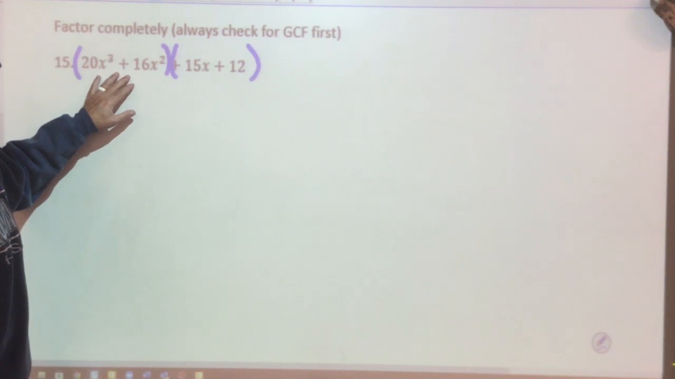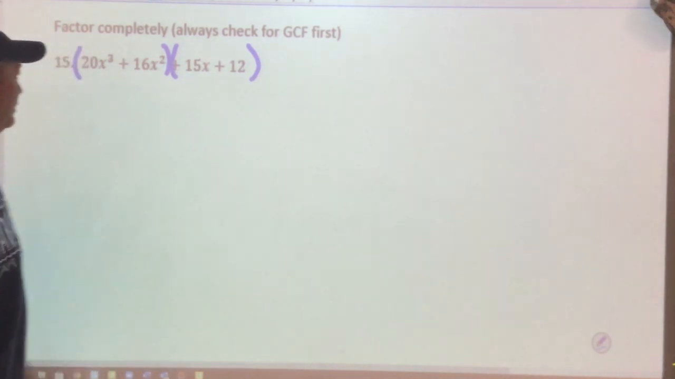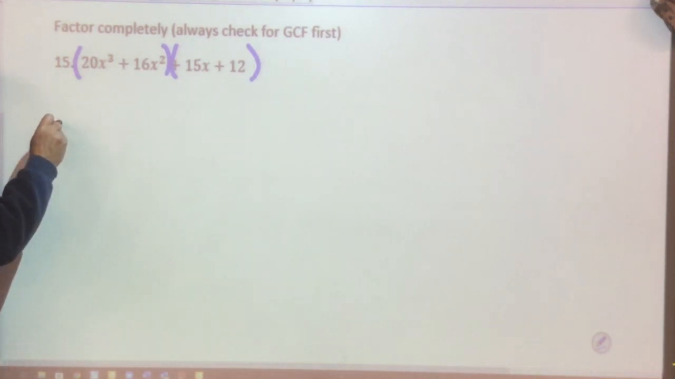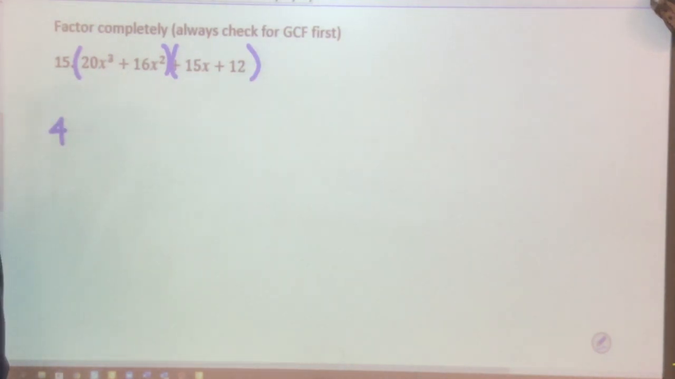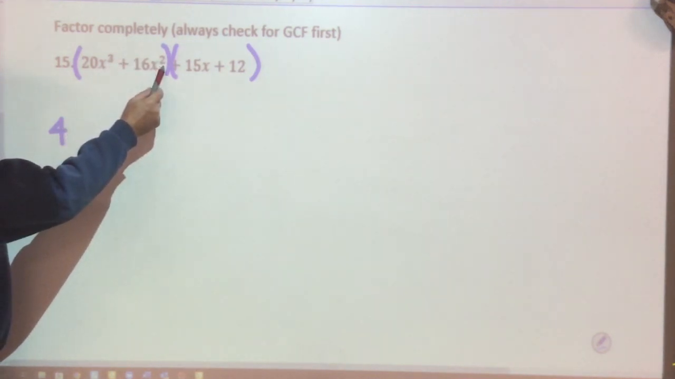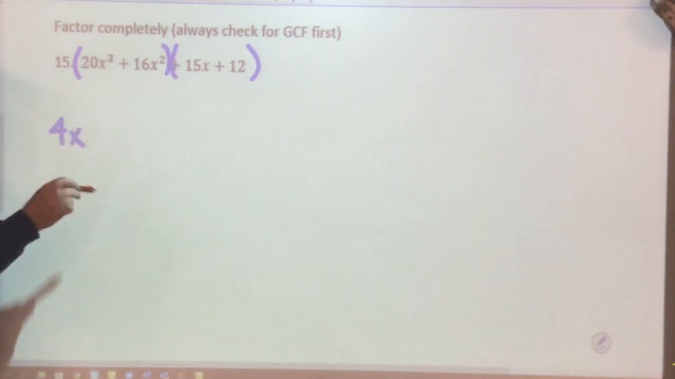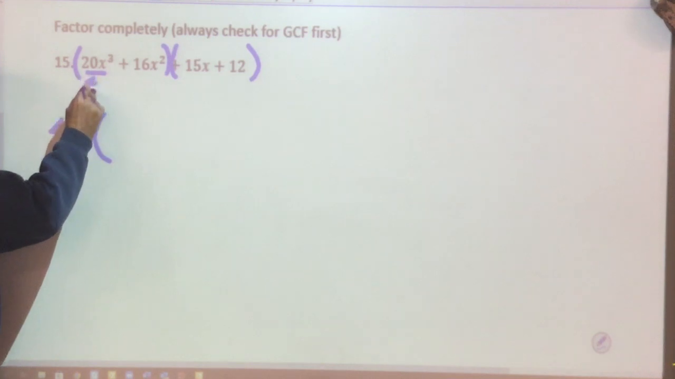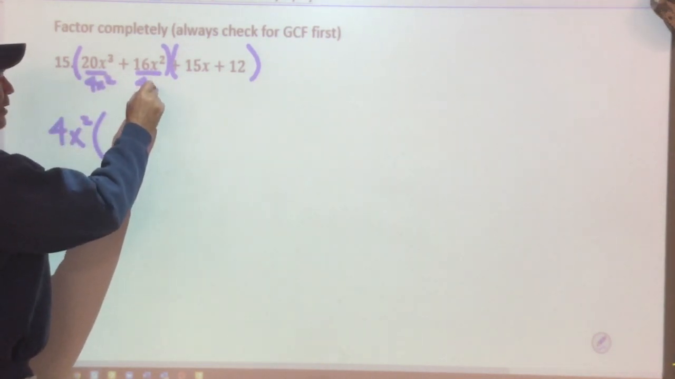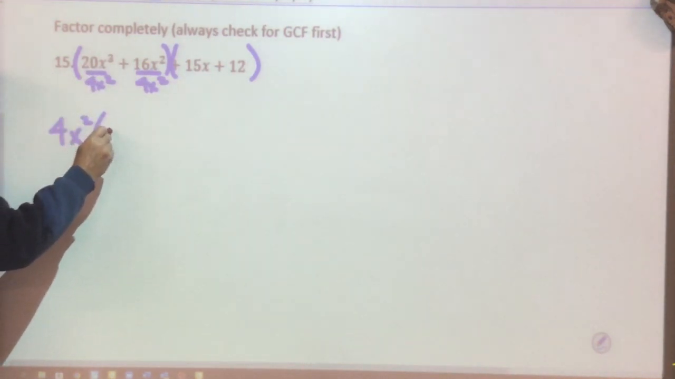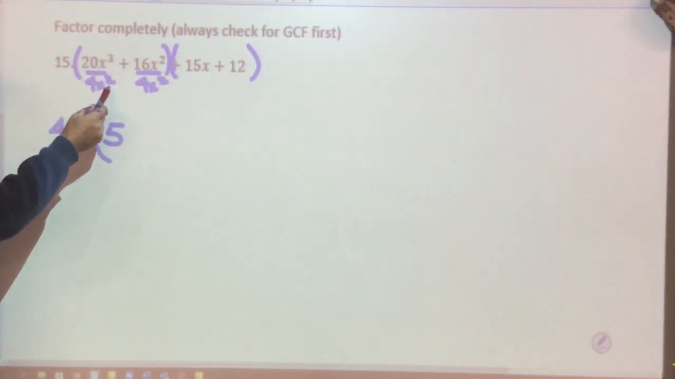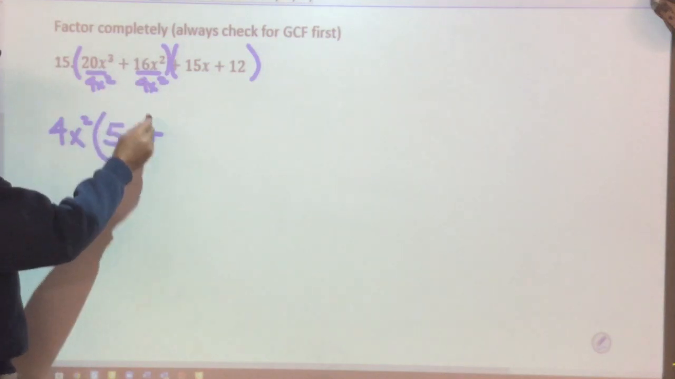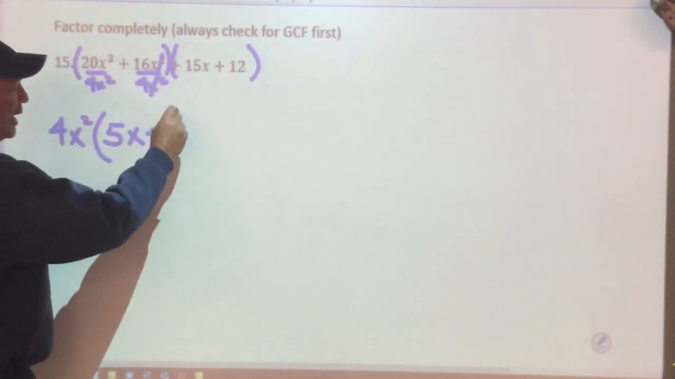Focusing on the first parentheses, we're going to see if we can take out a greatest common factor. I have the number 20. I have the number 16. Turns out that the number 4 goes into both of those. I have x to the third. I have x to the second. They have an x in common, but I'm going to choose the smallest exponent. That's our rule. So we're going to put our parentheses. We're going to divide by 4x squared. 20 divided by 4 is 5. X to the third over x squared will leave me with an x, plus 16 divided by 4 is 4. The x squares cancel. I can close my parentheses.